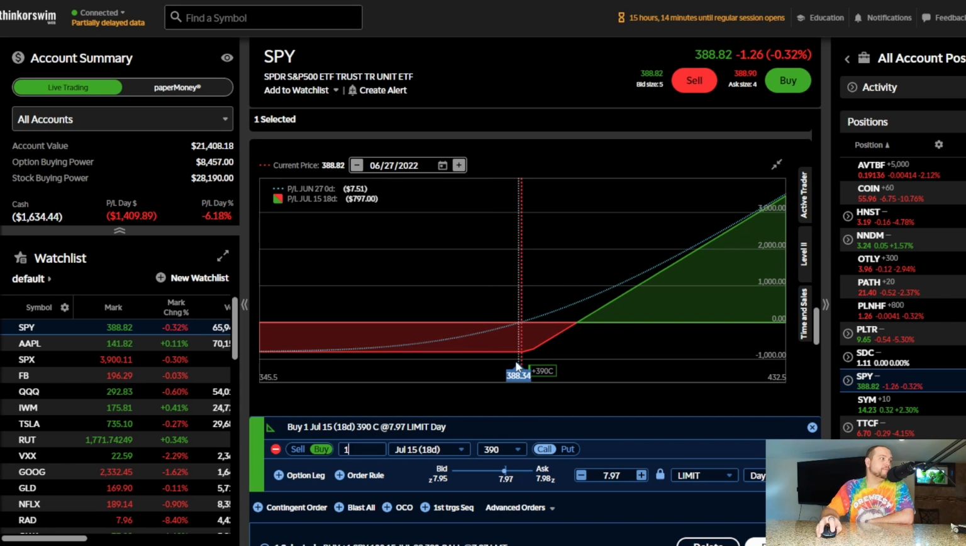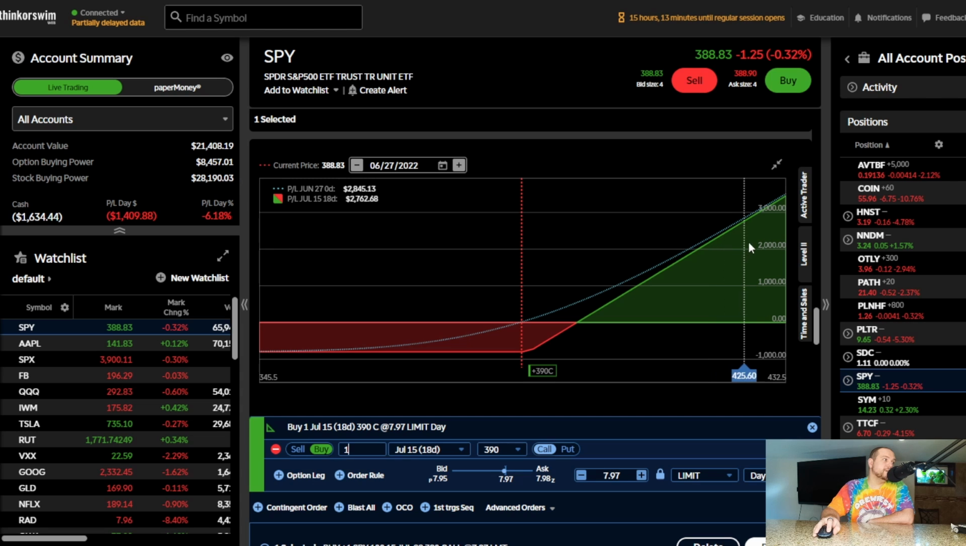Currently the price is 388, so this is out of the money. It's a month out. Your break even price would be that 390 strike price plus the 7.97 per share, so your break even price is $397.97 per share. As you can see, that's right here where the red goes to the green. It's kind of hard to eke out, but right about there. And as you go up in price, the more money you'll make.